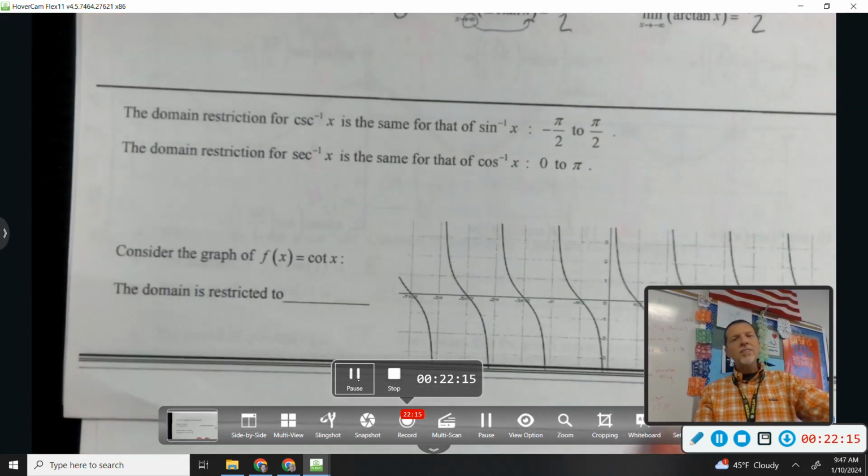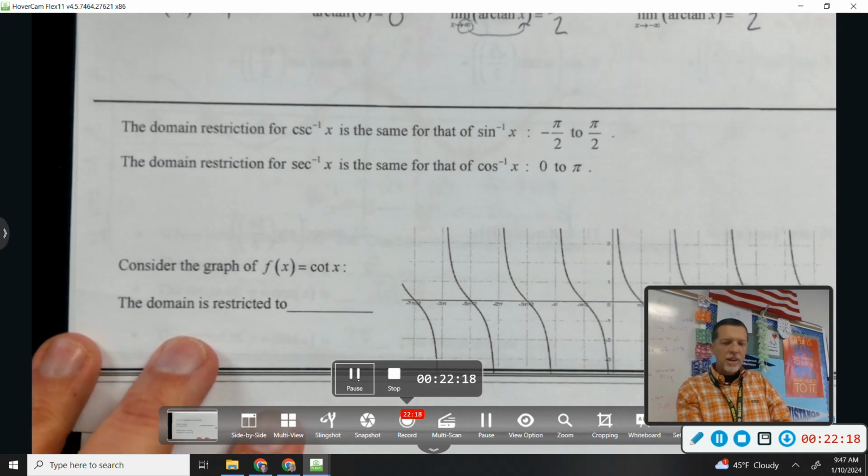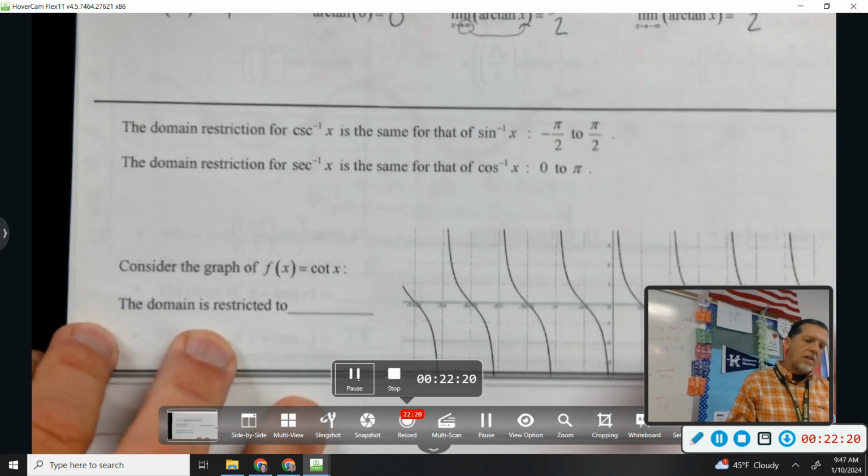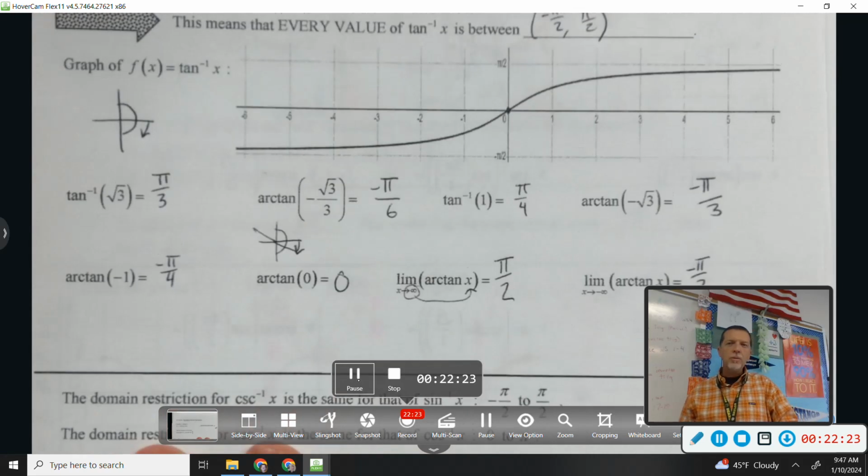Okay, the next set is not bad because... Wait, can you explain the limits again? Yeah, one more shot on the limits.